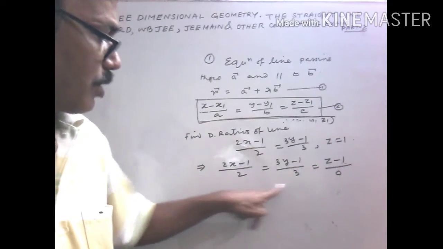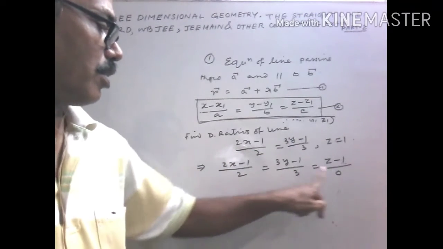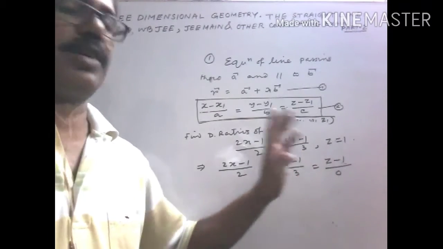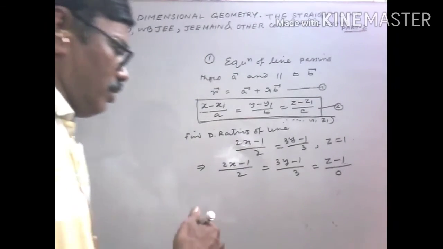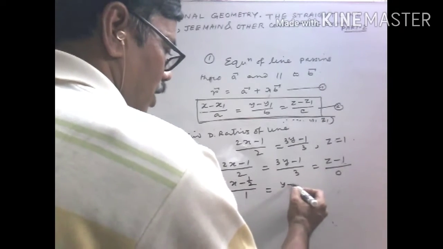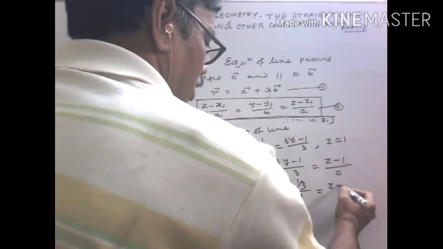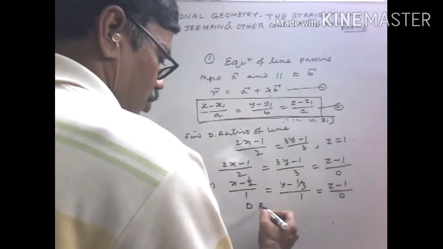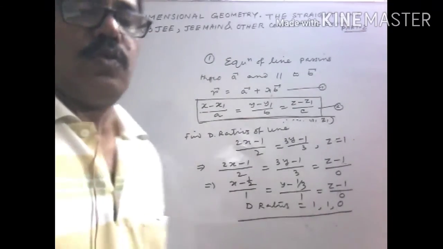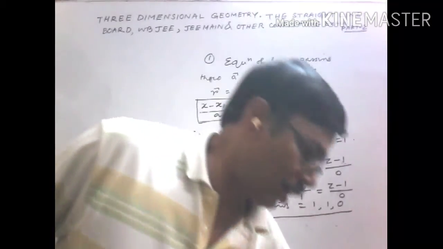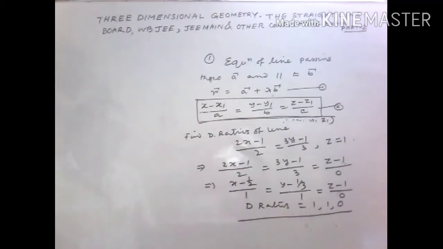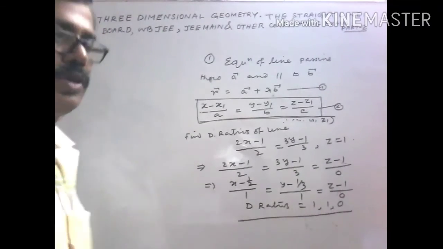Now look, if we consider the first two, we get this one. If we consider first and third, you get z equals to 1. So now put it in standard form, (x minus half) by 1, (y minus 1 by 3) by 1, (z minus 1) by 0. So d ratio is 1, 1, 0. So this is equation of line passing through 2 points and 2 basic problems of board exam.